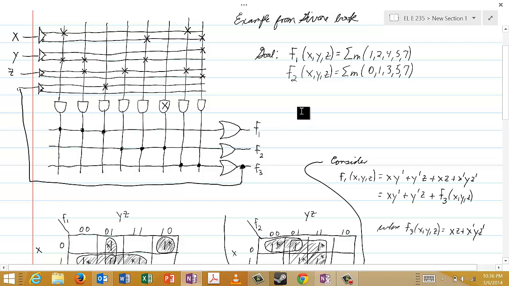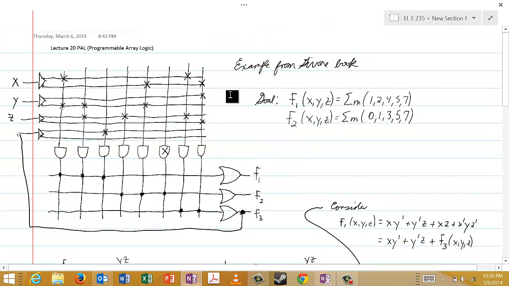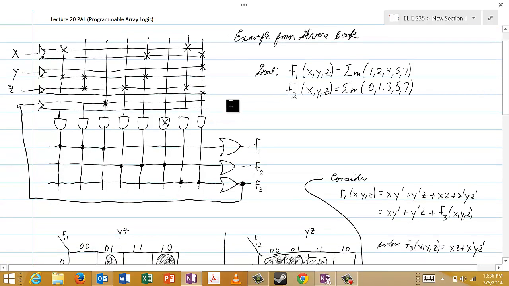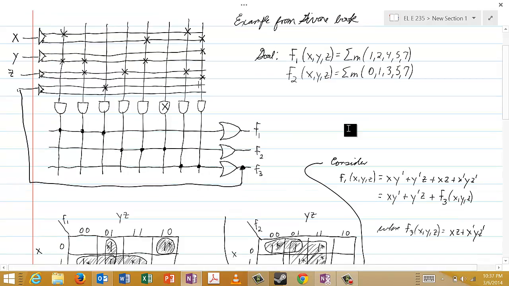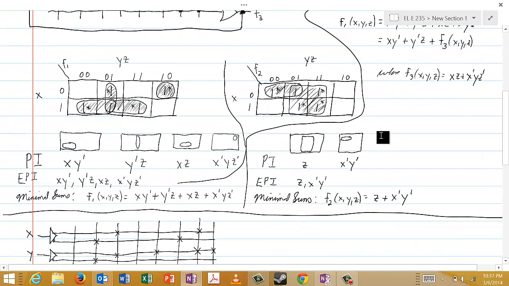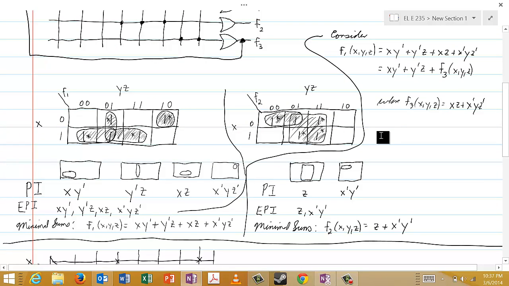And that concludes it. This is the way that you would program a PAL, a programmable array logic. This is the way that we could program it to realize the two functions F1 and F2. Just that straightforward. And that concludes Lecture 20.